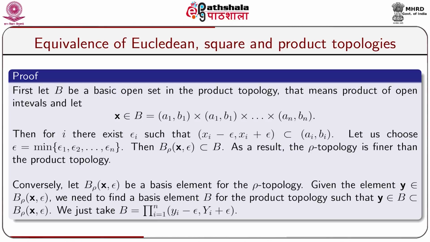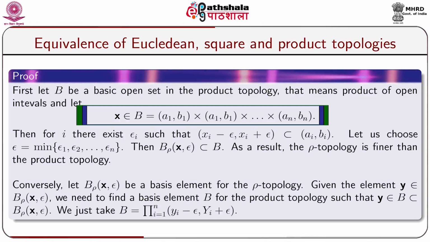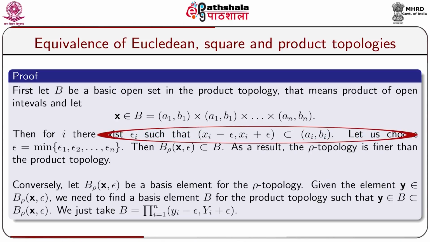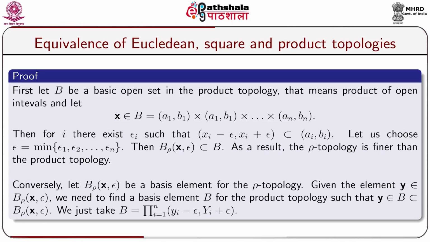Now let capital B be a basic open set in the product topology of R^n. That means capital B is of the form of a product of n open intervals, that is, B equals (a1, b1) Cartesian product (a2, b2) up to Cartesian product (an, bn). Then for each i there exists some epsilon i such that (xi minus epsilon i, xi plus epsilon i) is contained in (ai, bi). Let us choose epsilon equal to the minimum of epsilon 1, epsilon 2, up to epsilon n.